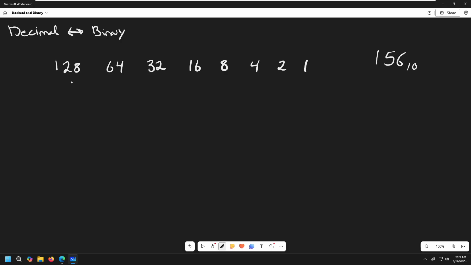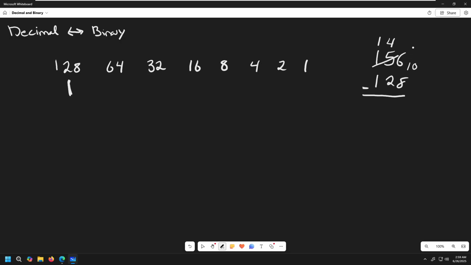Then, for example, because 128 is indeed less than 156, this bit location is turned on, or it gets a 1. So now we take 128 and subtract that value from 156. And you guys will have to bear with me. I learned how to do mathematics in the 80s, so this may not look like how it looks today.